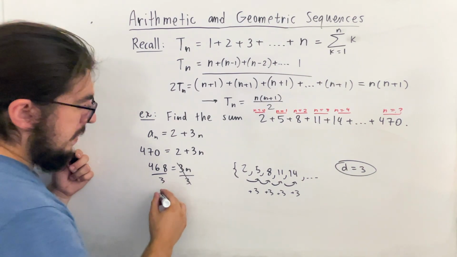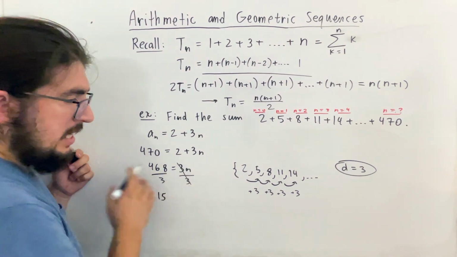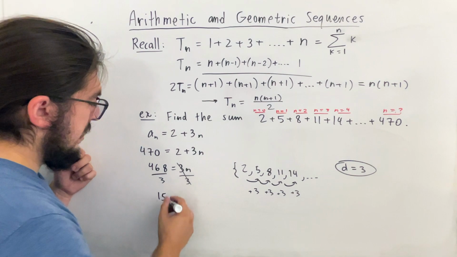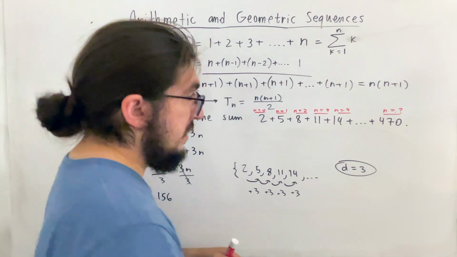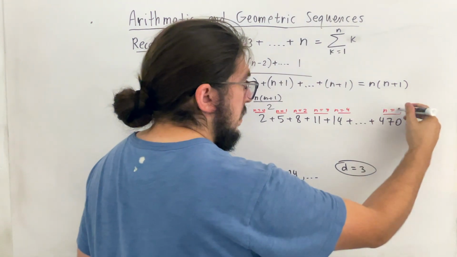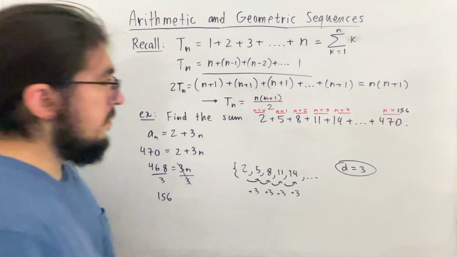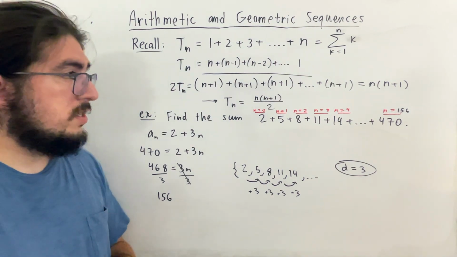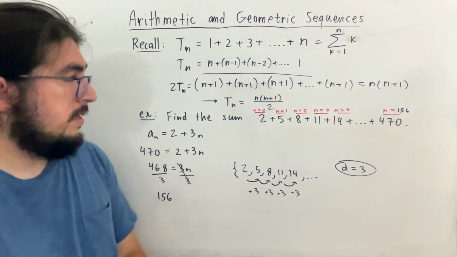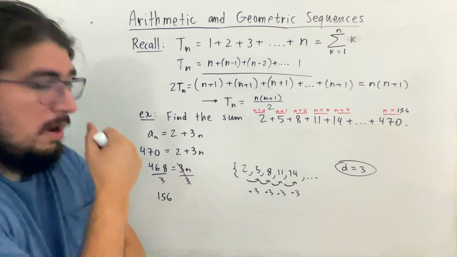Well, I know 45 divided by 3 is 15, and that's 18 less than 450. 18 divided by 3 is 6, so it's 156. So this is actually the 156th term. And you can check, 156 times 3 is indeed 468, checks out, plus 2 is 470. Fantastic. Okay, great. So we know how many terms there are.